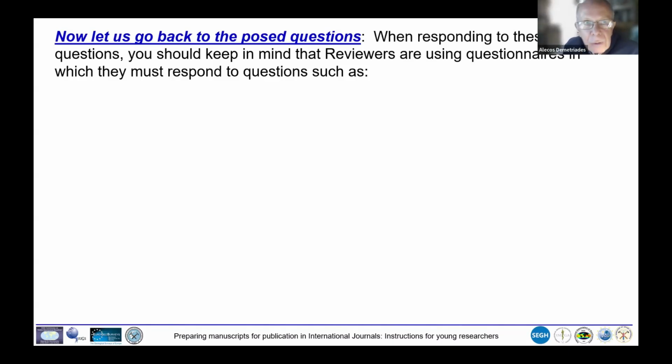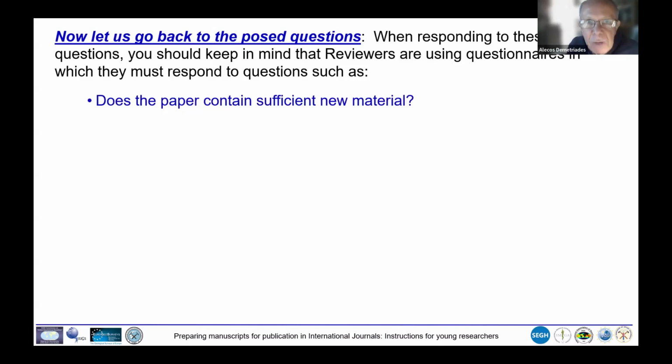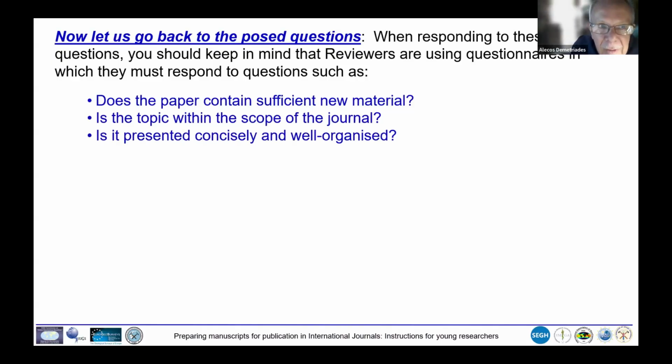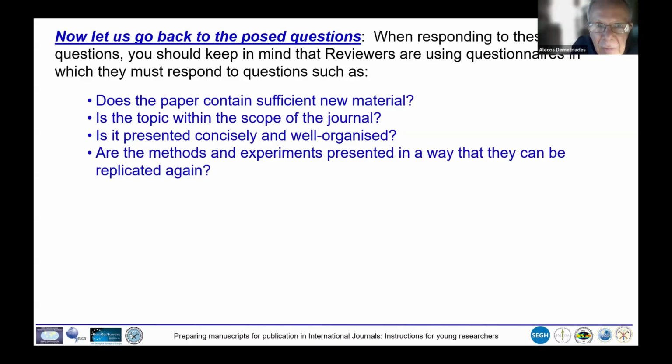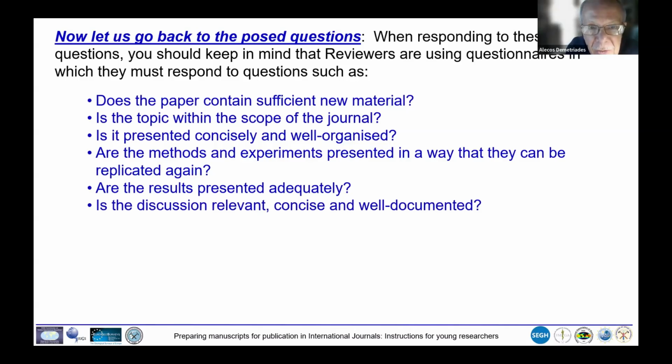When responding to the questions, you should keep in mind that reviewers are using questionnaires in which they must respond to a question such as, does the paper contain sufficient new material? Is the topic within the scope of the journal? Is it presented concisely and well organized? Are the methods and experiments presented in a way that they can be replicated again? Are the results presented adequately? Is the discussion relevant, concise, and well documented?